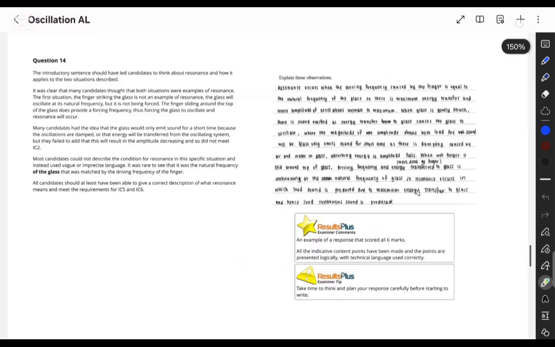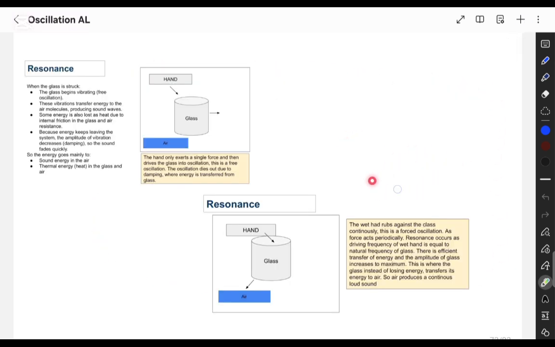I'll show you a bit more slides. So this is the examiner report for this as well. And then here is a bit more explanation on this question, a bit more detailed explanation.